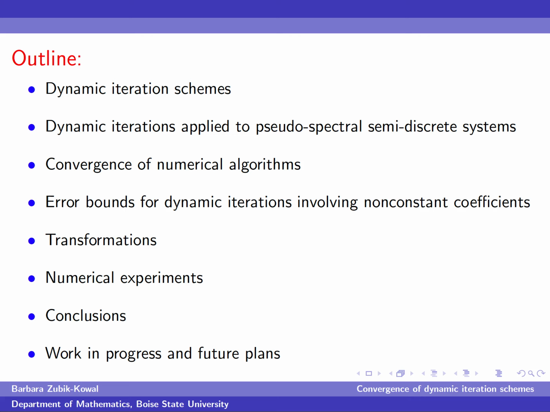And then in the next part, I will talk about different convergence rates of different numerical algorithms based on the dynamic iterations. Then I will introduce error bounds which are derived for the dynamic iterations, and these error bounds will involve non-constant coefficients. Then I will introduce transformations that accelerate the convergence rate of dynamic iteration schemes. And then in the next part, I will present results of numerical experiments. And finally, in the last part, I will finish by conclusions and will sketch future plans.